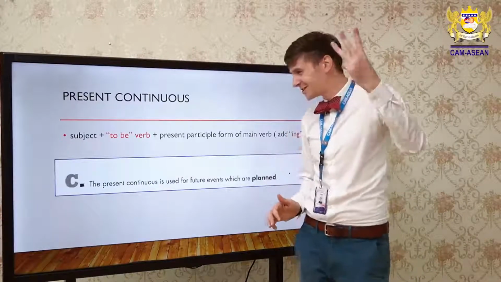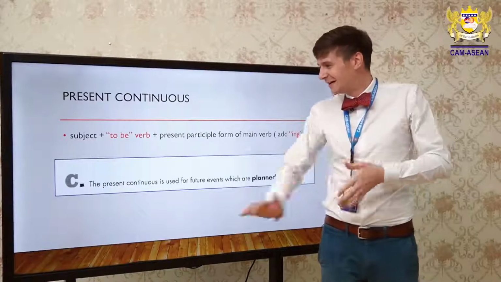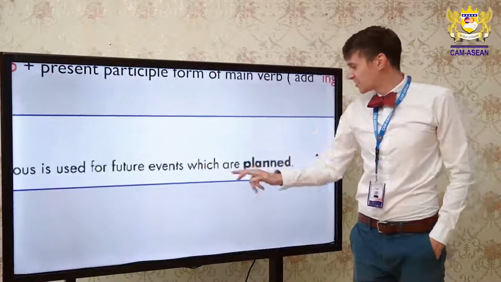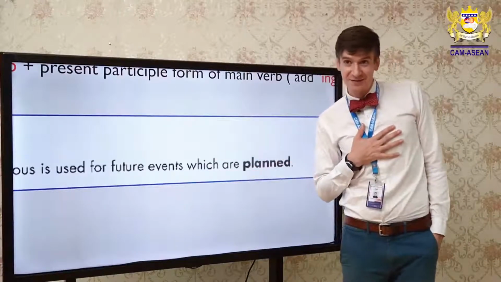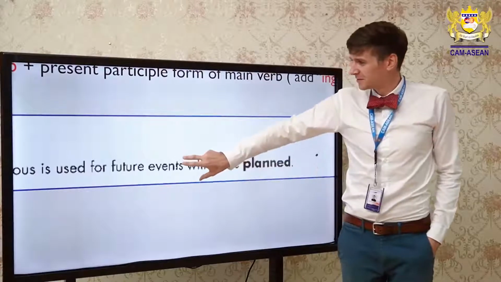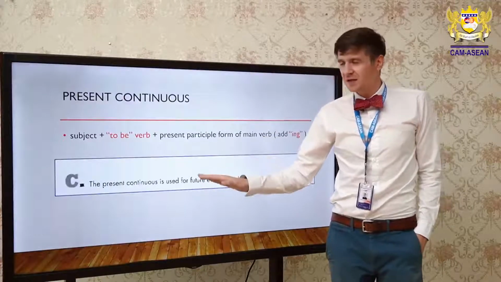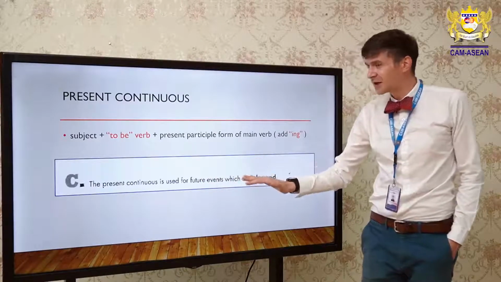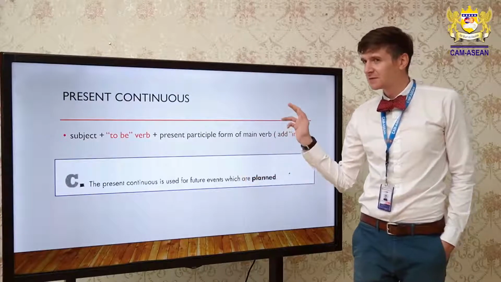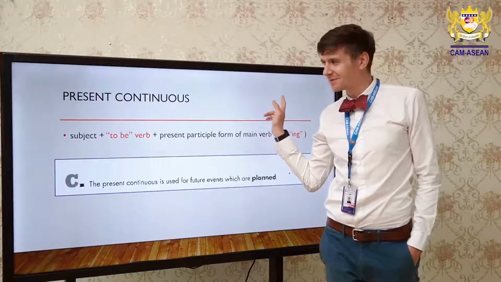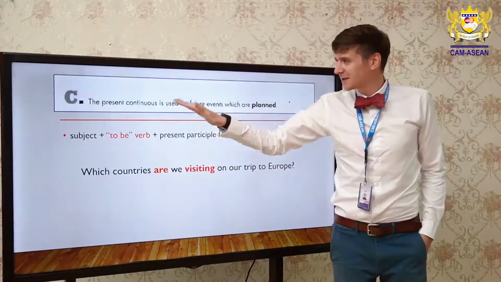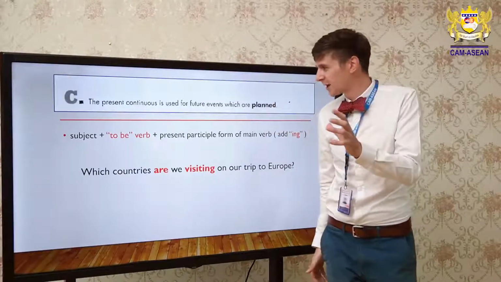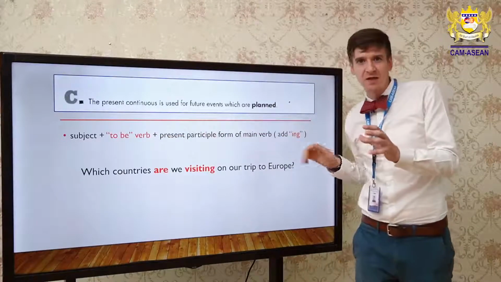The third situation for present continuous. The present continuous is used for future events which are planned. Say that again. The present continuous is used for future events which are planned. Okay. Think you got it? The present continuous is used for future events that are planned. So we still have our formula here. That's okay still.